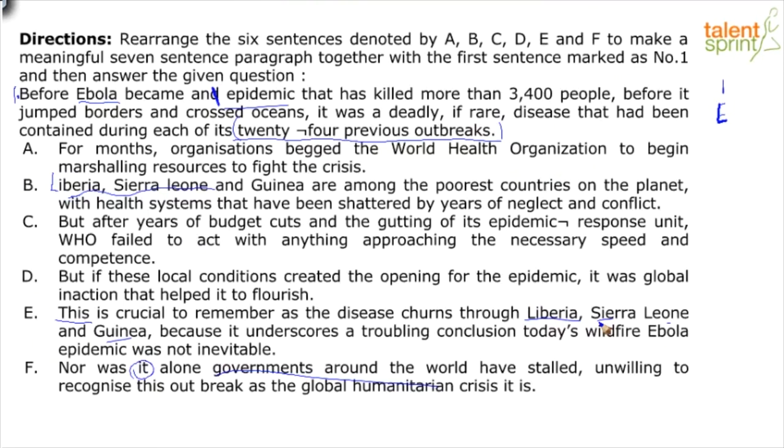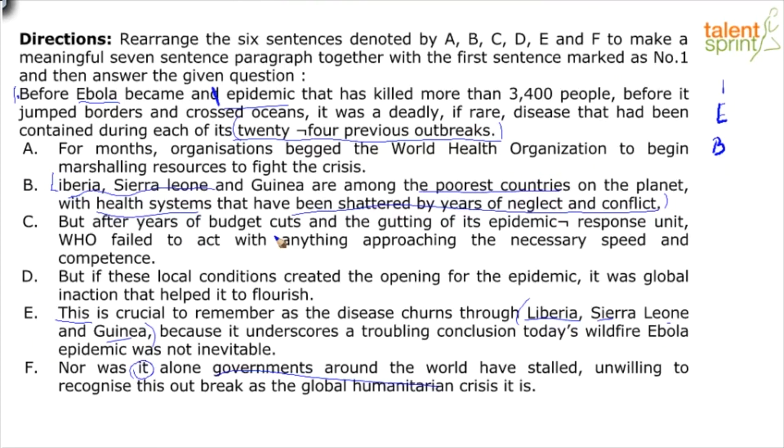So what's the next sequence? B, making reference to those countries again. Liberia, Sierra Leone and Guinea are among the poorest countries on the planet. So your clue is the countries themselves. And then B starts off expanding on those, saying they're the poorest countries on the planet with health systems that have been shattered by years of neglect and conflict. So they are going through their own problems locally within their countries.